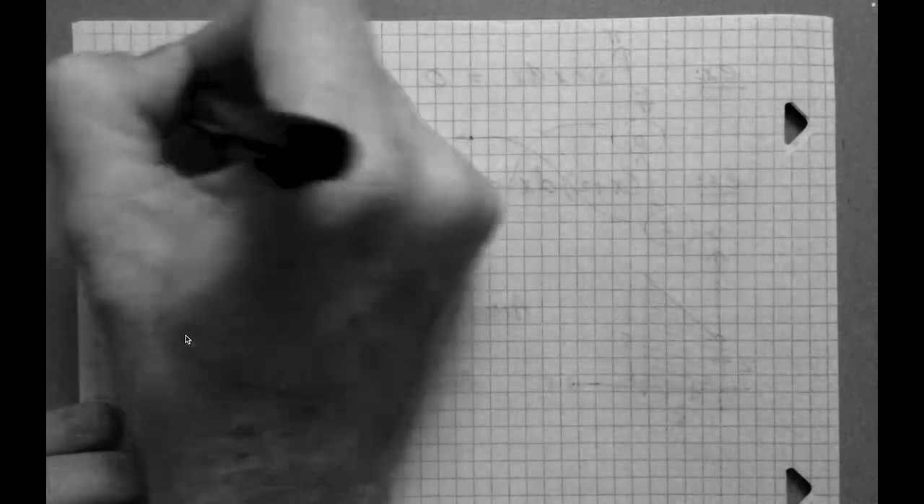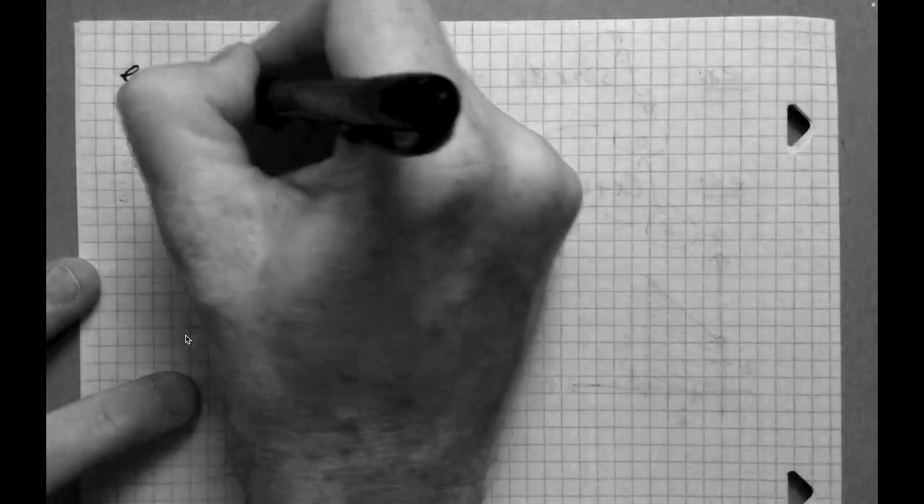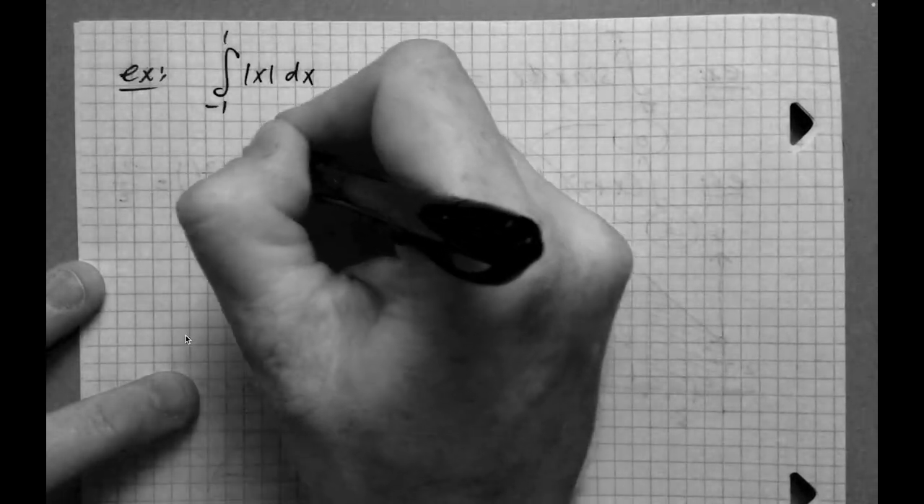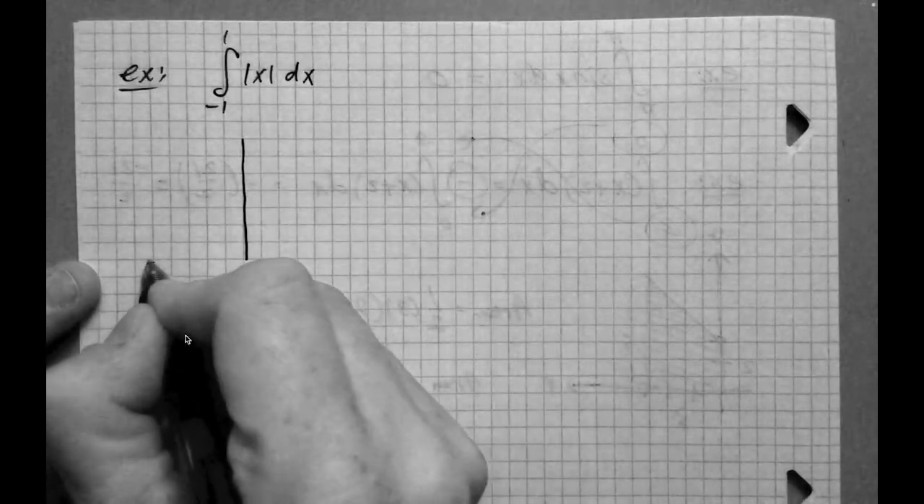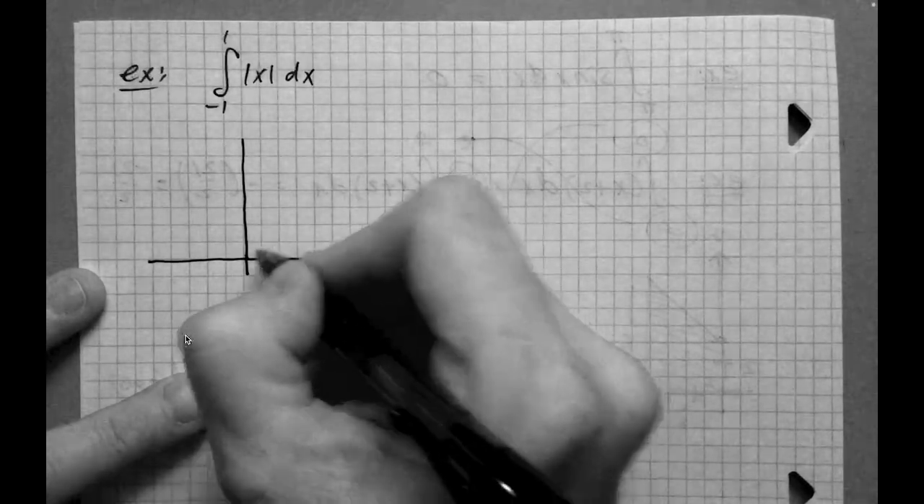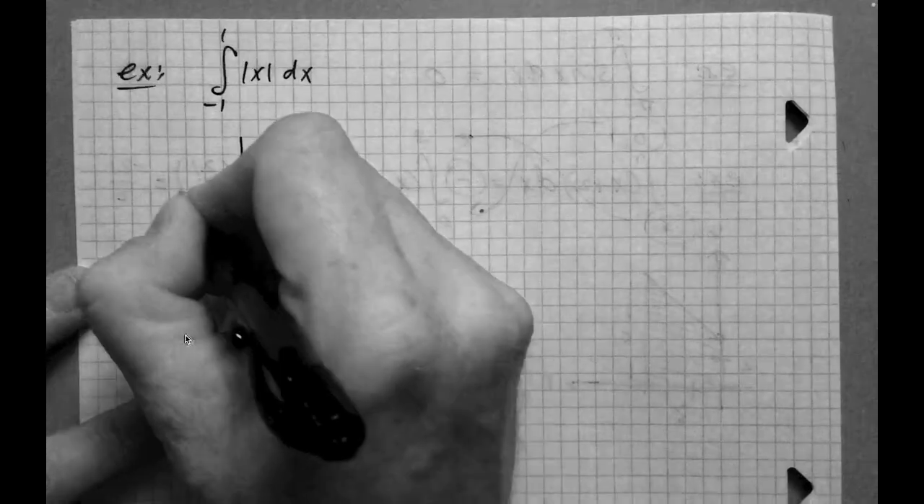Let's see an example. Let's look at the integral from -1 to 1 of the absolute value of x dx. So what does this function look like? Well, it's one of those absolute value functions, isn't it? So it kind of looks like this and like that.